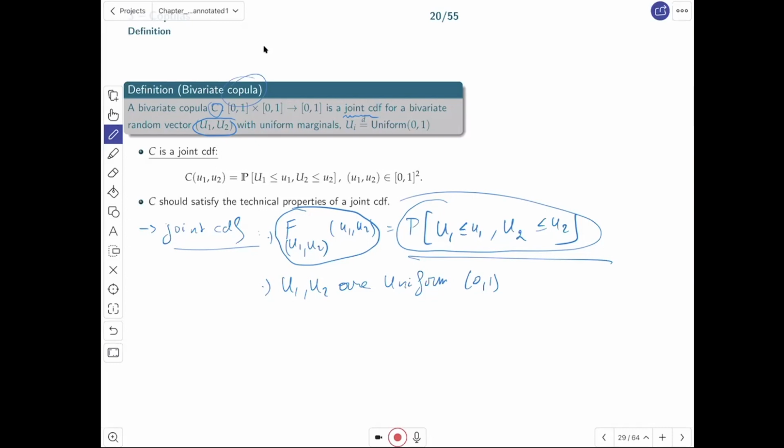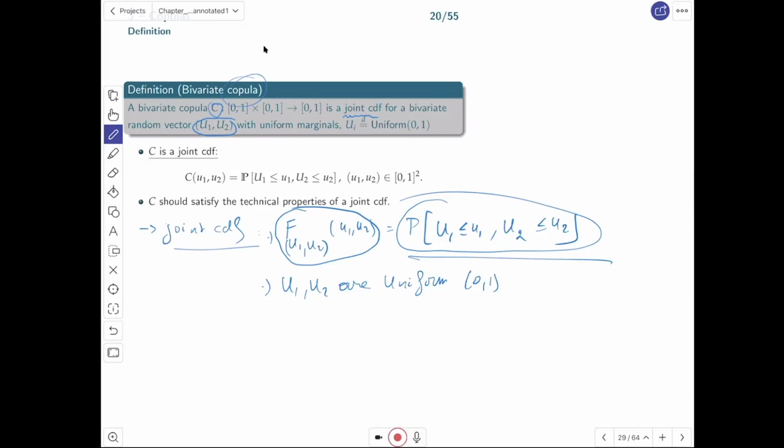So a copula gives you the dependence using the uniform distributions. And then we will see how we can do it with more general marginals. Okay, is this clear for everyone? All right, so that's what a copula is. A copula is just a joint CDF of a random vector with uniform marginals.